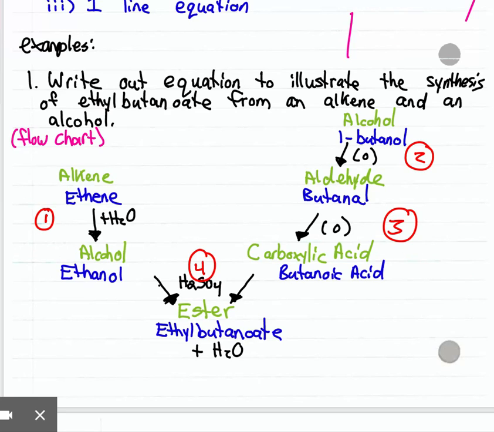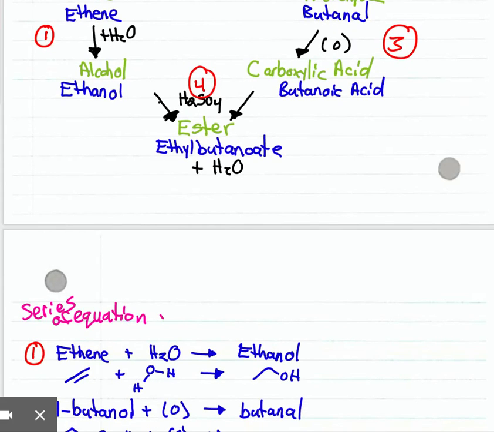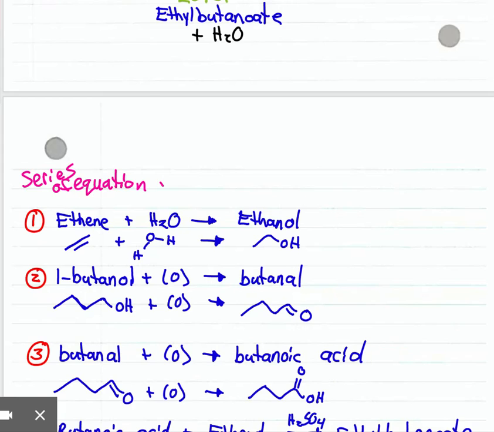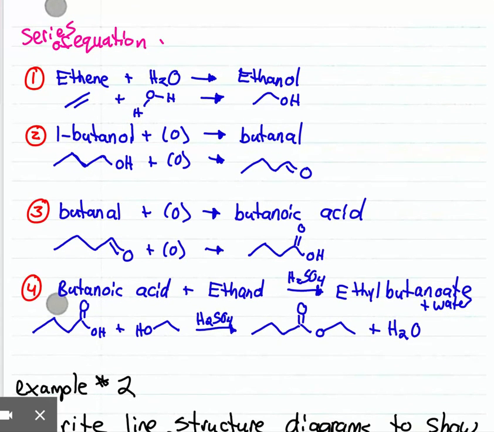Okay, so hit pause, make sure you have this copied, and then we'll move on. The second way to show the multi-step synthesis is a series of equations. Now, this is a really nice way to organize it, but it's a little bit more work. I've done exactly the same example that we've done above.